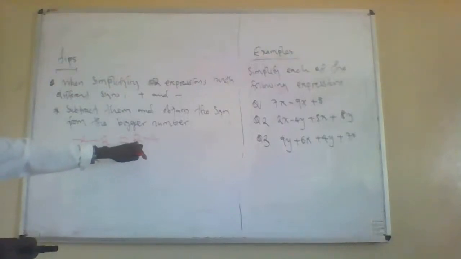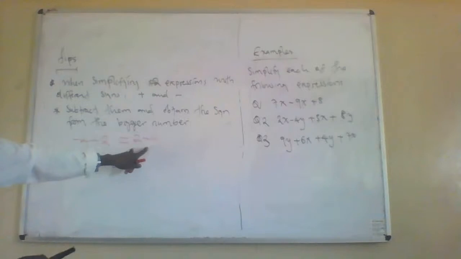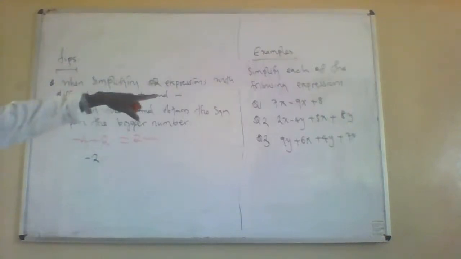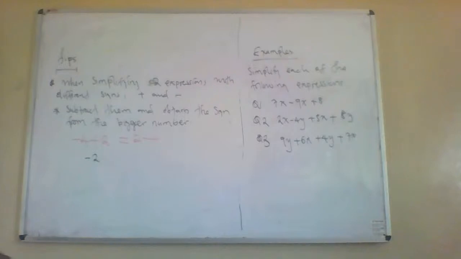In a similar manner, when two signs are being presented in the expression, all you have to do is subtract them and get the sign from the bigger number. This is what you'll be applying in the expressions over there. That is tip number 1.